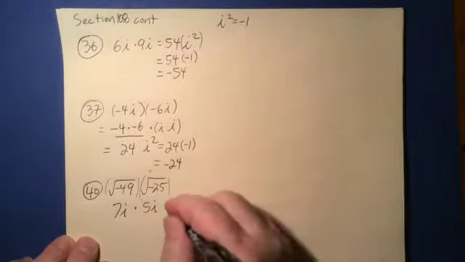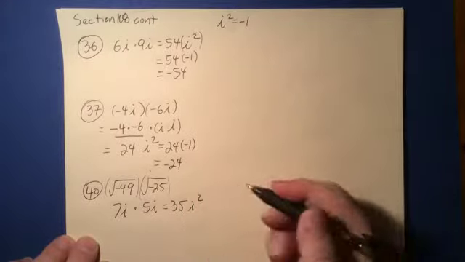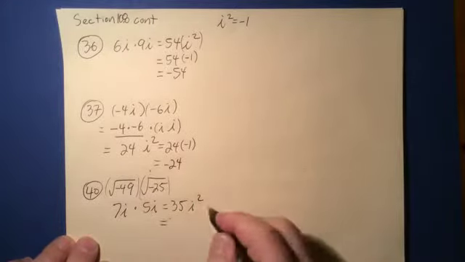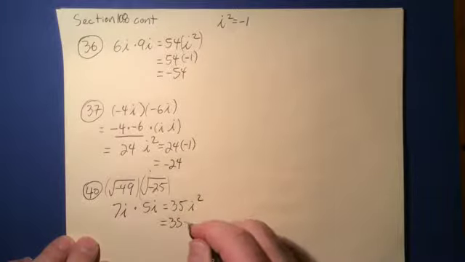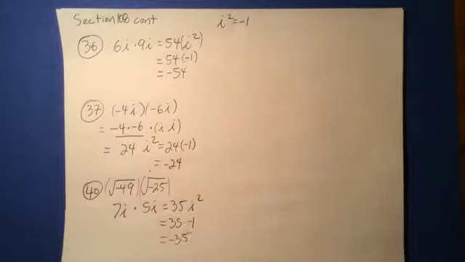We have 7 times 5 is going to be equal to 35. i times i is going to be equal to i squared. i squared is equal to negative 1, and that's going to be equal to negative 35. Now, if you were to just go from 35i squared straight to negative 35, I have no particular objection to that. But as I'm teaching this, I figure I would try to walk you through this as much as I can.